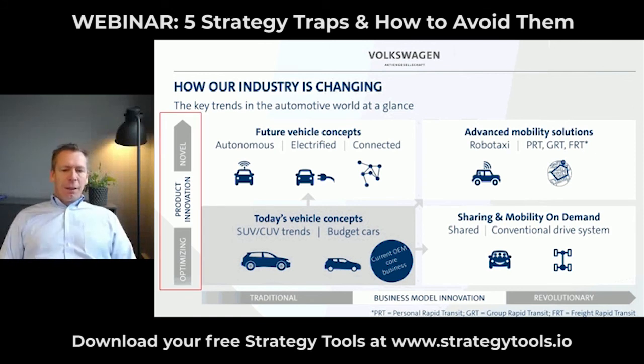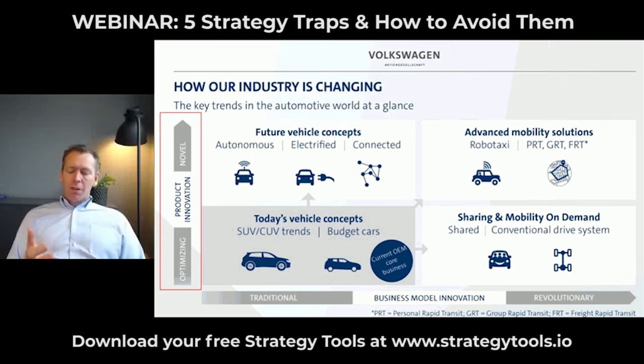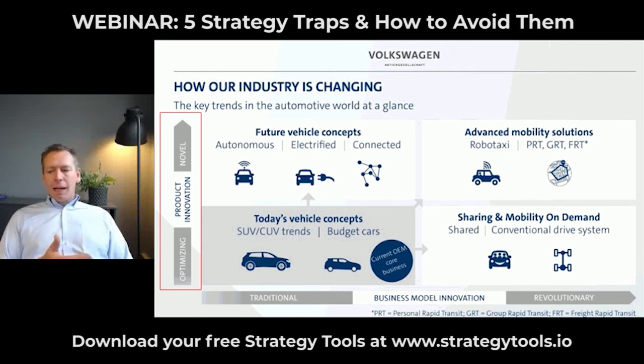And on the left-hand side, it says product innovation. And what Volkswagen means by that is, traditionally they have been optimizing product innovation, meaning slightly better engines, slightly better cars, what most companies would call incremental innovation. Now, in terms of the product innovation, meaning the car in itself, they're now looking at more, they call it novel innovation. Cars are going to be autonomous, of course. They're going to be electric, of course. And they're going to be connected in an intelligent system thinking solution. Now, this is what Volkswagen calls the product innovation.